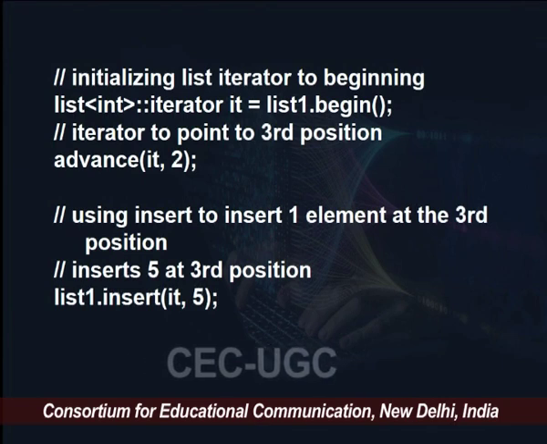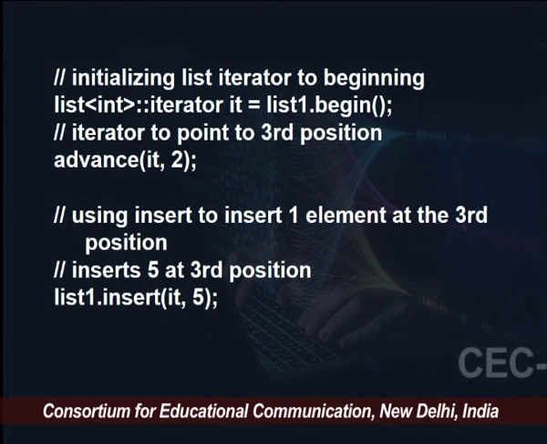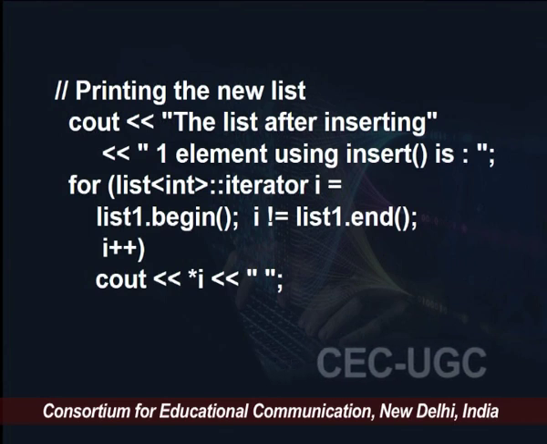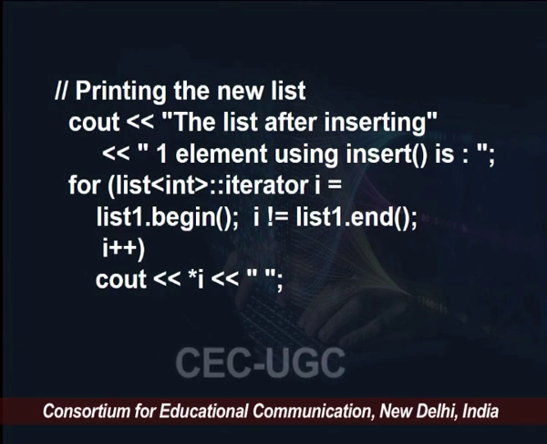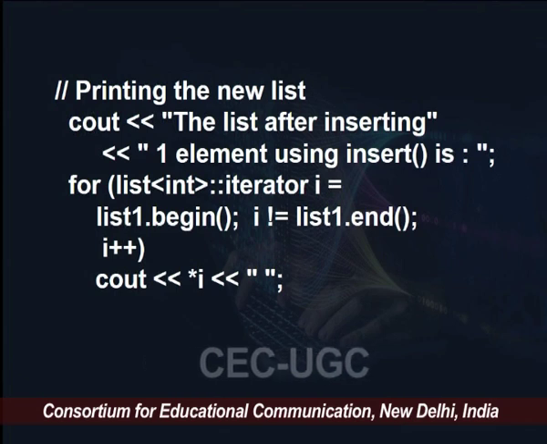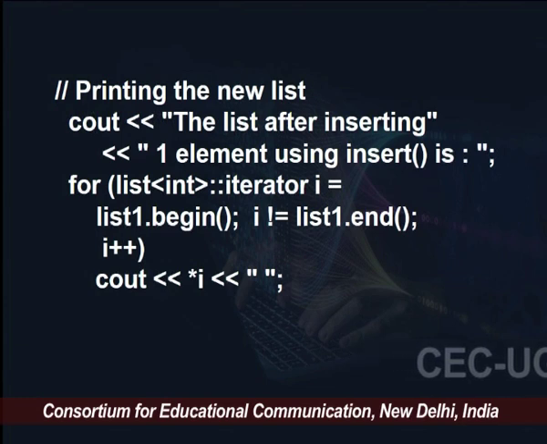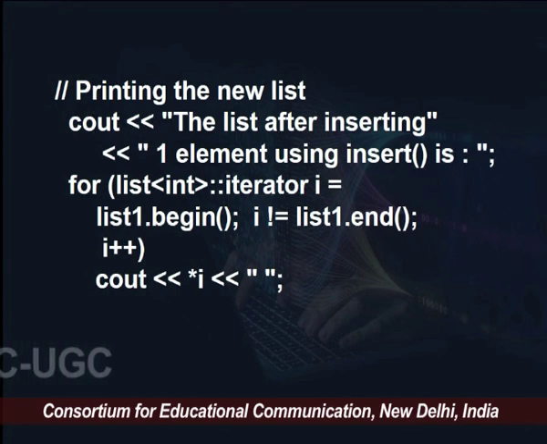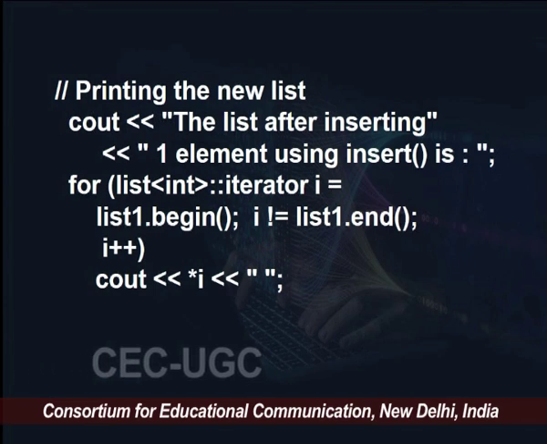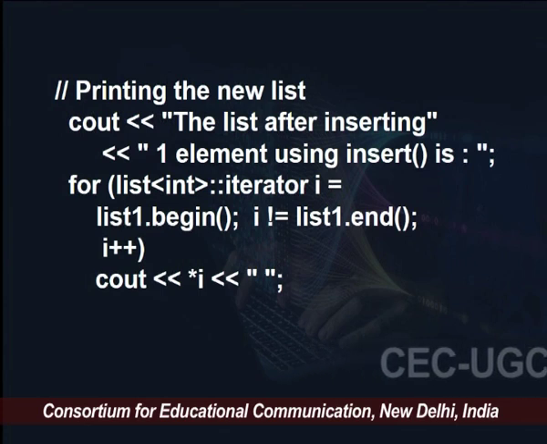third position, and before this third position the 3 occurrences of 2 are given there. Now, in order to print the new list which is obtained after inserting one element, and that element is nothing but 5, we are going to use a for loop which I am sure you are familiar with. So, we have for list<int>::iterator i. We have started with the declaration of i as an iterator within this for loop, and this iterator i is positioned at the first position of the list, which is obtained with the help of list1.begin, and then it will keep on moving while i is not equal to list1.end.